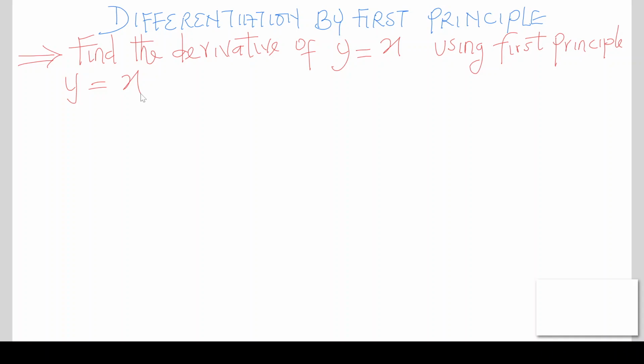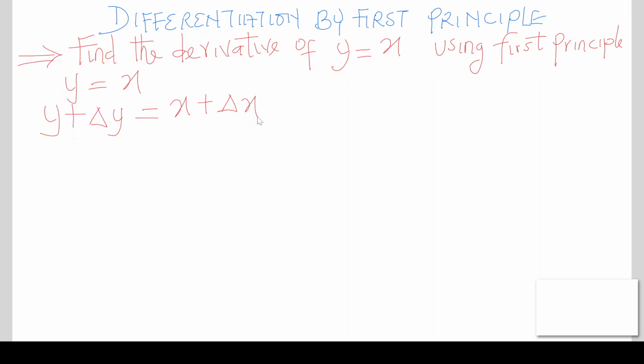Now we have y equals x. So it means we are going to be writing y plus delta y. That is, y plus small change in y must be equal to x plus delta x. That is, x plus small change in x also. So whatever change you give for y must be given for x. So y plus small change in y equals x plus small change in x. That is delta x.